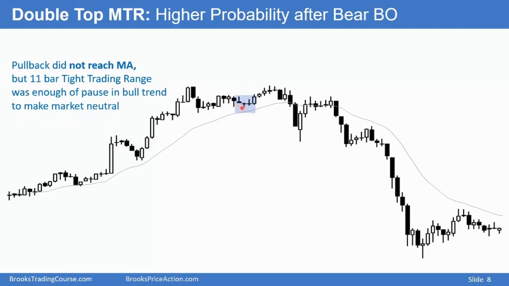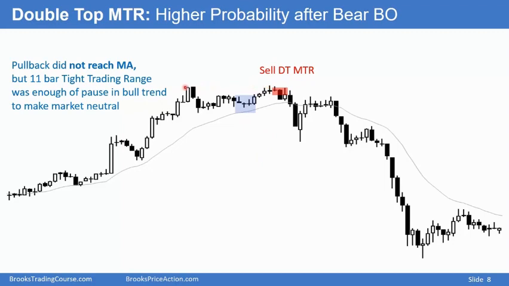The pullback here did not quite reach the moving average, even though we pulled back from the bull trend for 11 bars. 11 bars in a tight trading range. The market's neutral, but traders expect that the bull trend will resume, which it did.